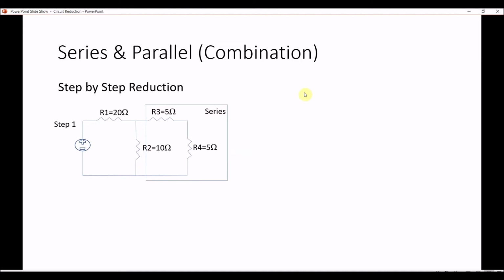Now there's series and parallel. So this circuit has a combination. Some are in series and some are in parallel. So we're going to go over how you simplify the circuit.